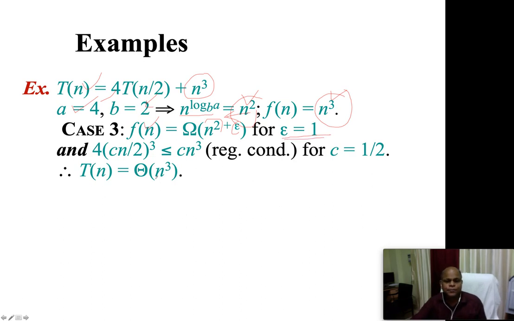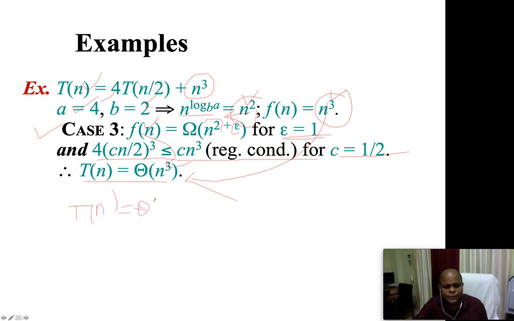That means in this case what happens? You will check the regularity condition, and for c is equal to half, the regularity condition is satisfied and hence T(n) is equal to theta of n cube because it follows case 3. Case 3 means it will be theta of f(n), and f(n) is your n cube. Hence this is the solution of this relation.